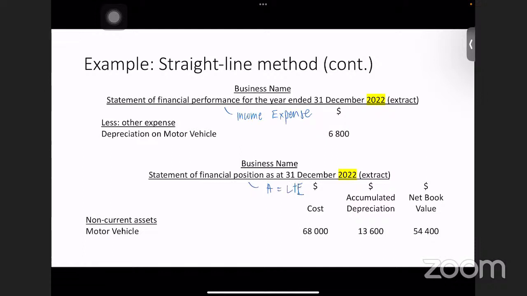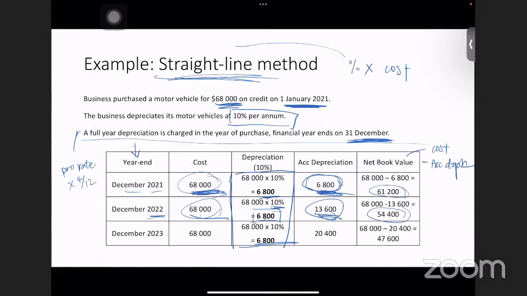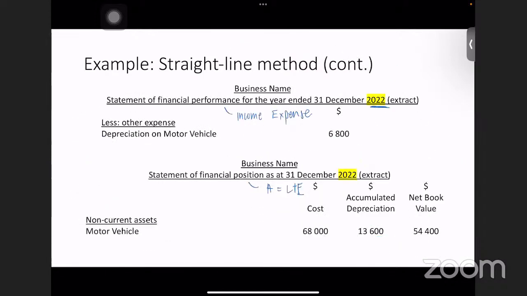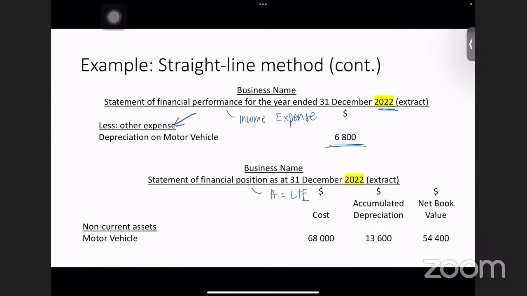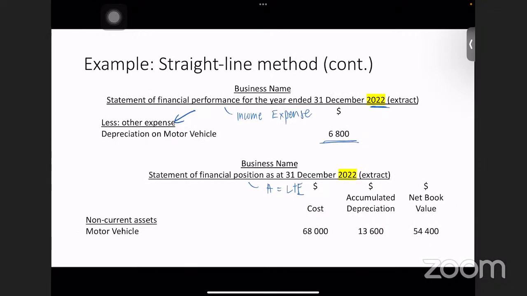So for here, I want the year 2022 depreciation. So same thing, I can just come here. 2022 depreciation is this 6,008. So depreciation, like I said, is an expense. So I will show under other expenses. Then statement of financial position. This whole chapter is called NCA. So obviously I show NCA.